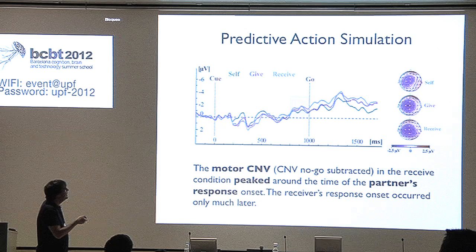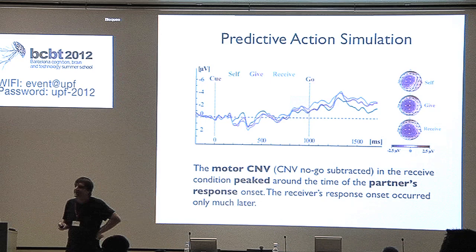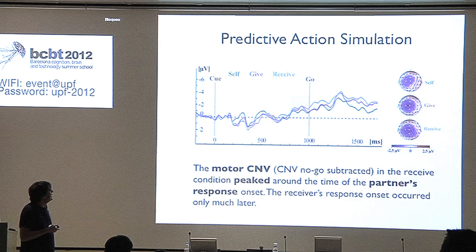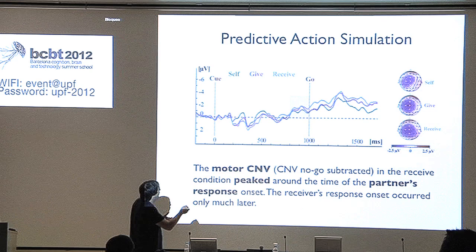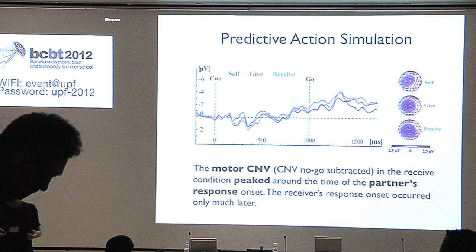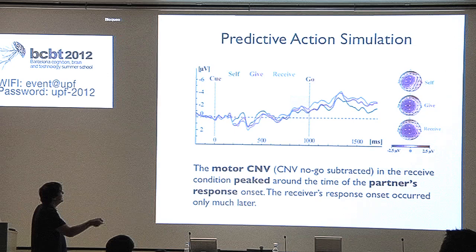And in our view, this is pretty strong evidence that what happens in the preparation period is that the motor system in the observer gives you a pretty accurate estimate of the onset of the giver's action. And if I showed you more of the data, you would actually find in the receiver a second peak here.